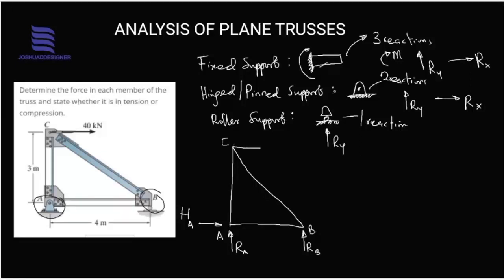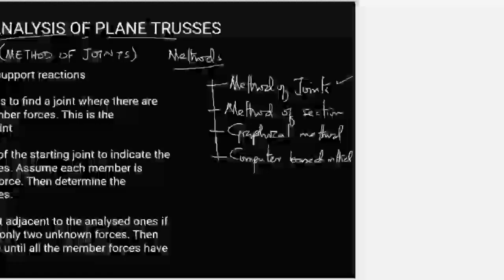Then at point C, this is A, this is B. At point C we have a 40 kilonewton force acting in this direction. Then we have our dimensions, 3 meters and 4 meters. We may want to talk about the sign conventions before we go ahead, because the sign conventions will help you through your resolution. The method of joint resolution is what I'm doing.